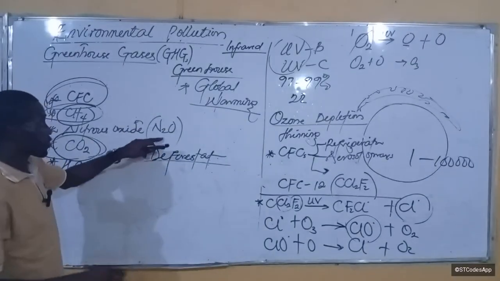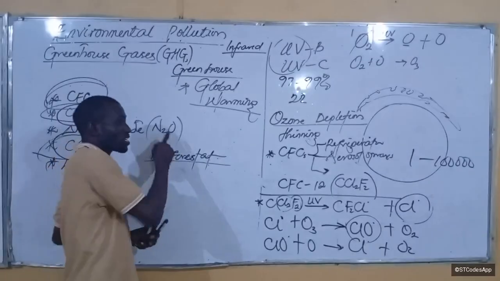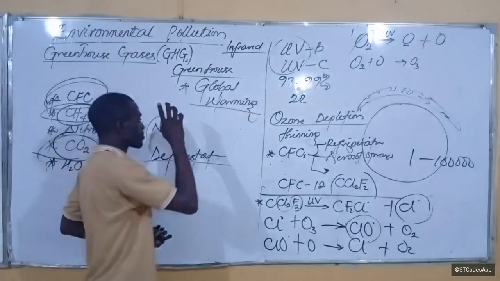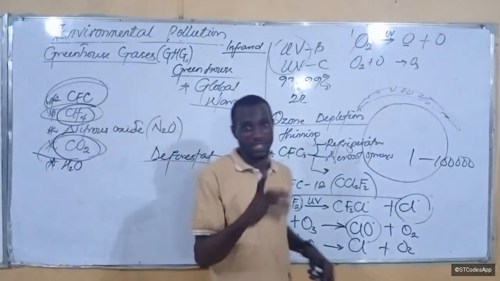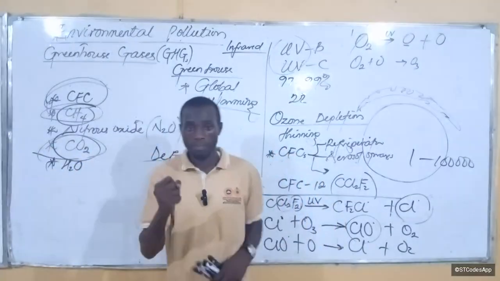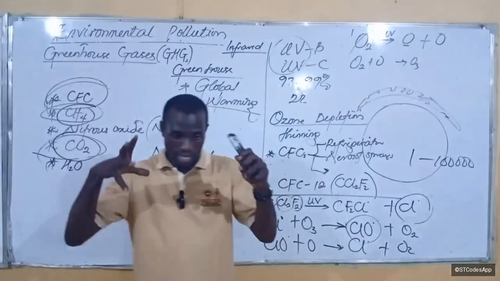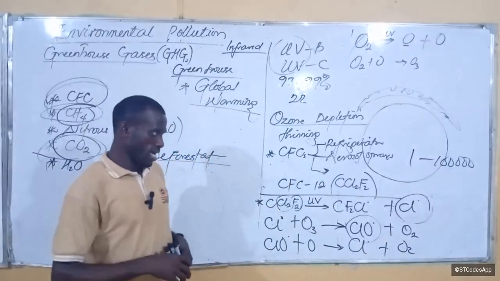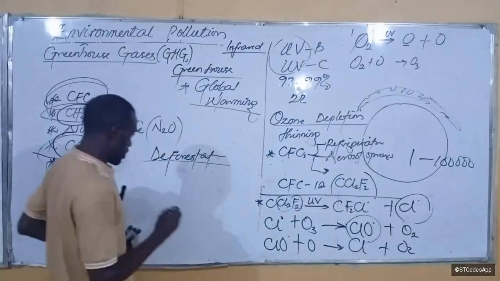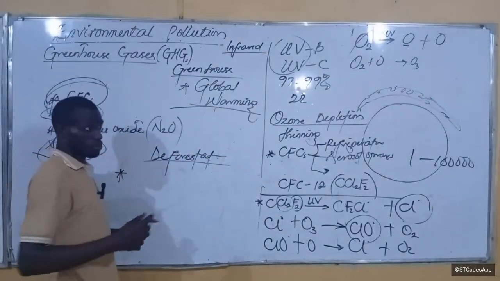Now, nitrous oxide is even deadlier than methane. It is about 100 times deadlier than methane. It is a very bad greenhouse gas. Do you understand? It takes up heat. It absorbs heat from the infrared radiation and does not release it. Is that okay? Now, what are the effects of this in the atmosphere? We already know that it's going to cause what? Global warming.